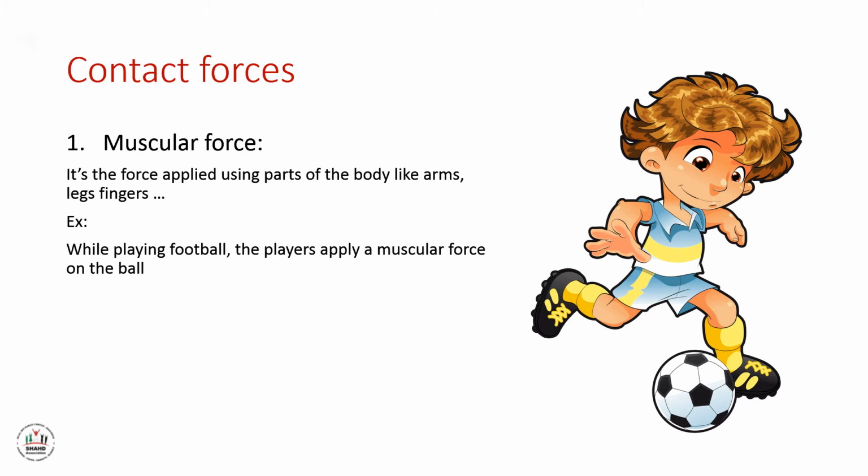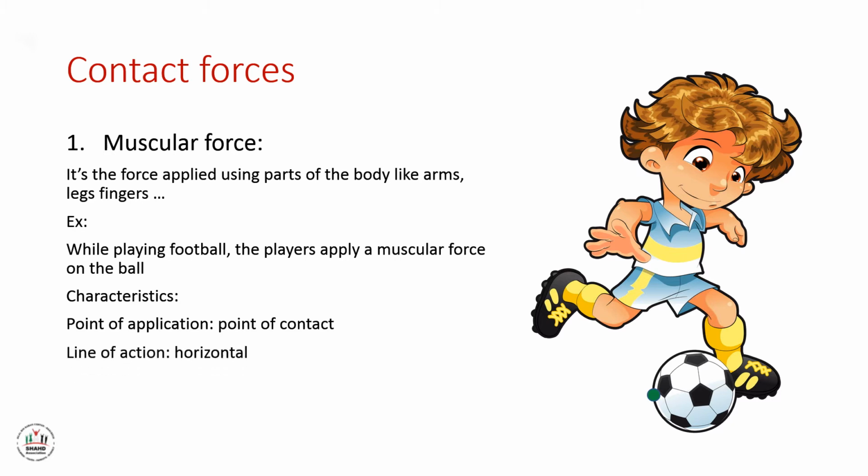We will start with the point of application. We know that the point of application of contact forces is the point of contact. So, the point of application in this case is the point of contact between the player's leg and the ball. The line of action is horizontal because the player is kicking the ball horizontally. The direction, which we said is the sense of the force, is to the right in this case. And finally, the magnitude: we suppose a value of 10 newtons for the force F.